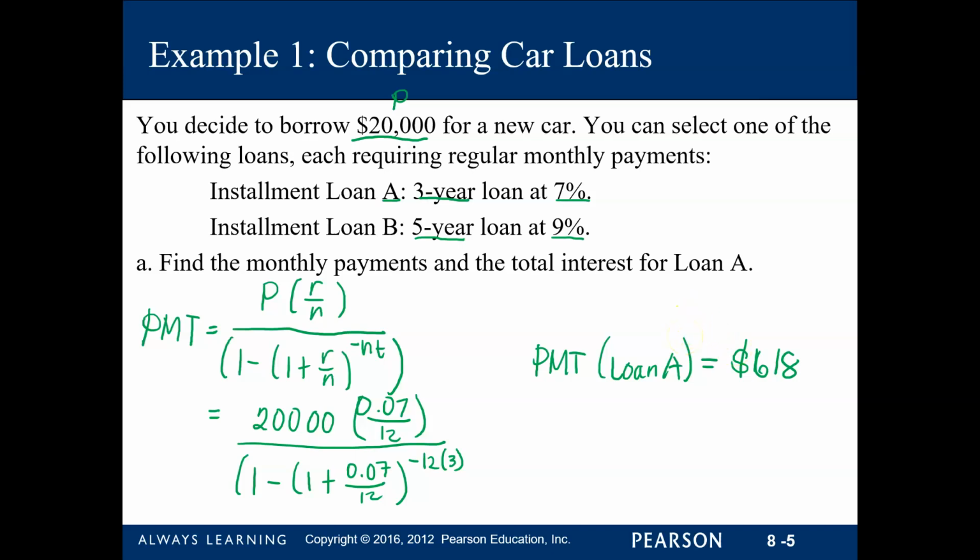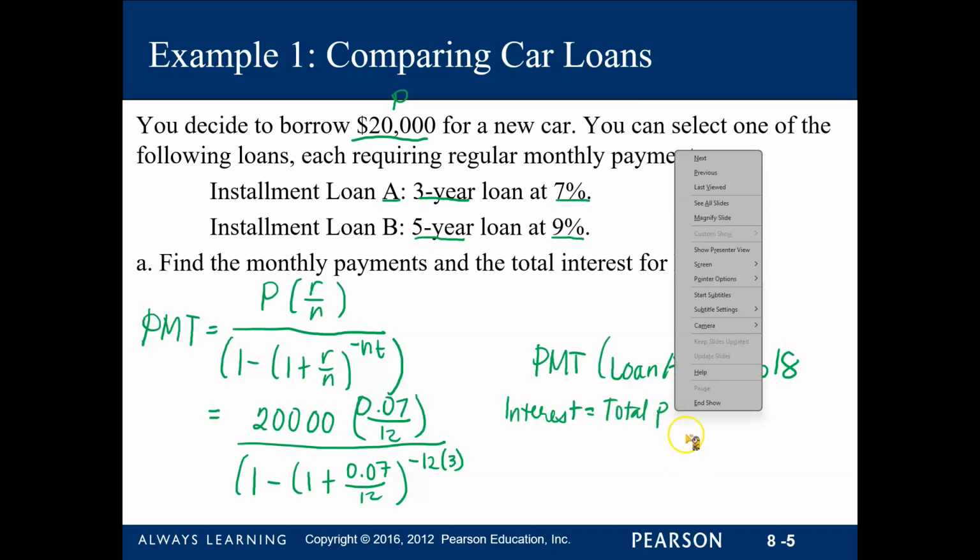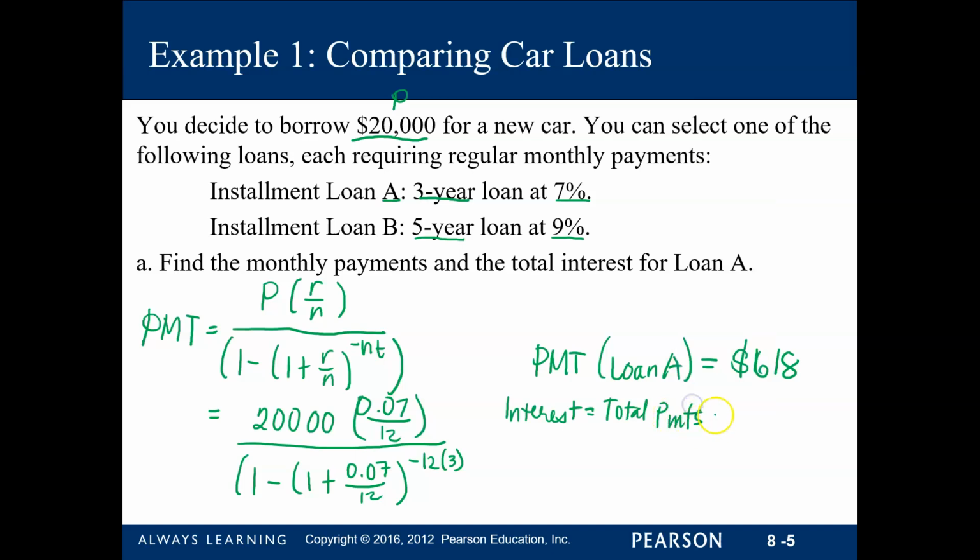So let's take a look at the interest, okay? So remember, the interest is going to be computed as the total payments minus the loan that you made. So total payments minus the loan. So in this case, how many total payments did you make? You are paying $618 every month for 3 years. And then we subtract it with the loan, which is $20,000.